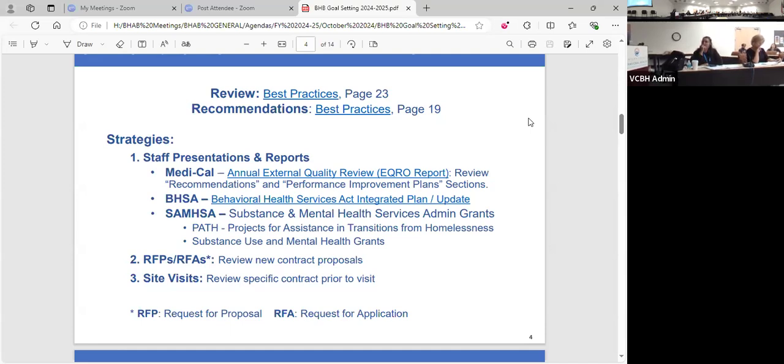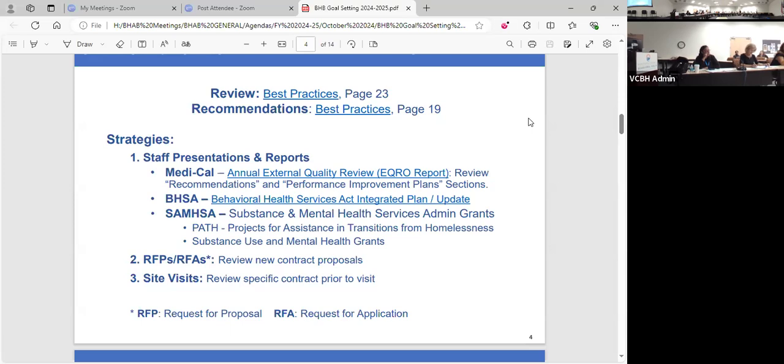And then RFPs and RFAs. So if it's a major new contract, RFP means request for proposal. RFA is request for application. So reviewing contract proposals is within your purview. So you could have maybe, less than a quorum, but I would suggest 1 or 2 people that are interested, invited by the staff to participate in reviewing applications and being on the panel to interview potential contractors.